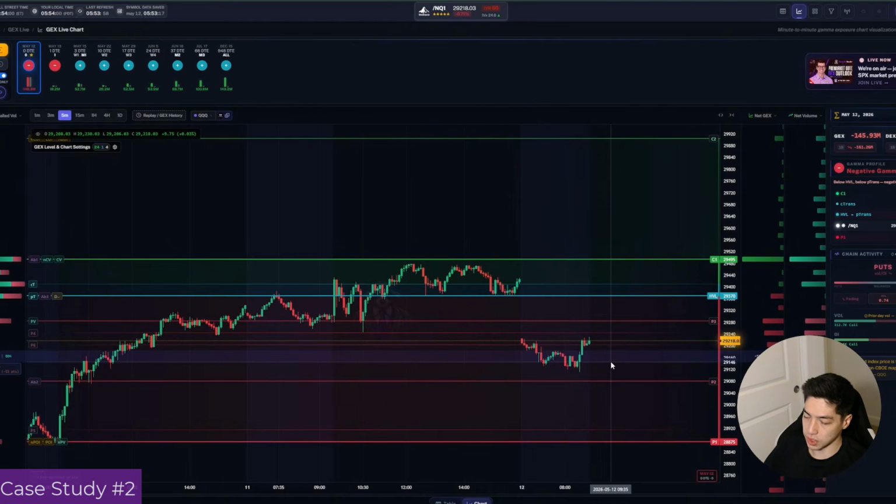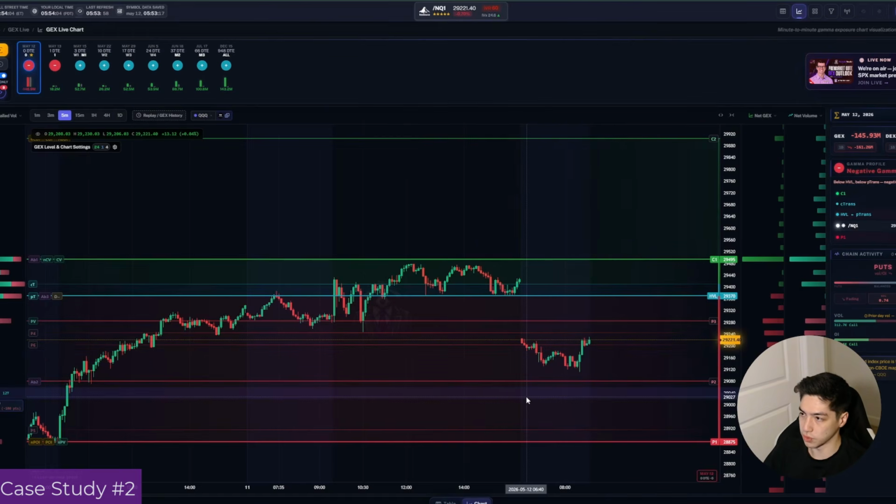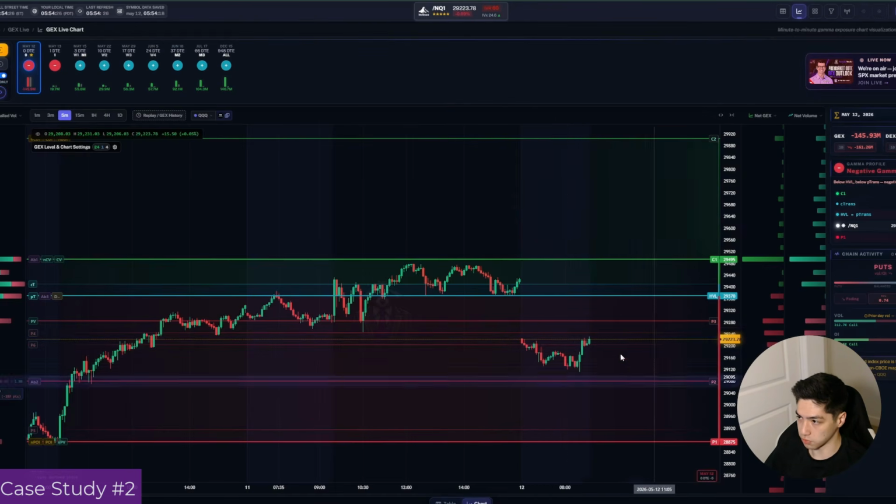So the last few sessions, we were in cleaner positive gamma environments or compression style environments, like yesterday. Today's a little bit different. In an environment like this, I am expecting a little bit more volatility or cleaner directional expansion, either direction.